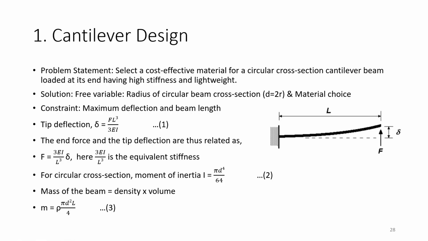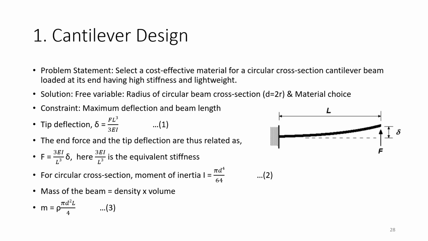Next is a case study for cantilever design. So here the problem statement is to select a cost-effective material for a circular cross-section cantilever beam which is loaded at its end, having high stiffness and lightweight. The solution is, firstly you have to choose what are the free variables. So firstly, radius of circular beam cross section, and material choice.